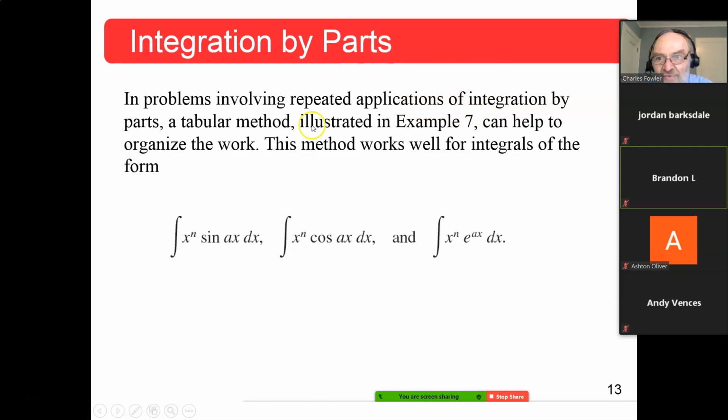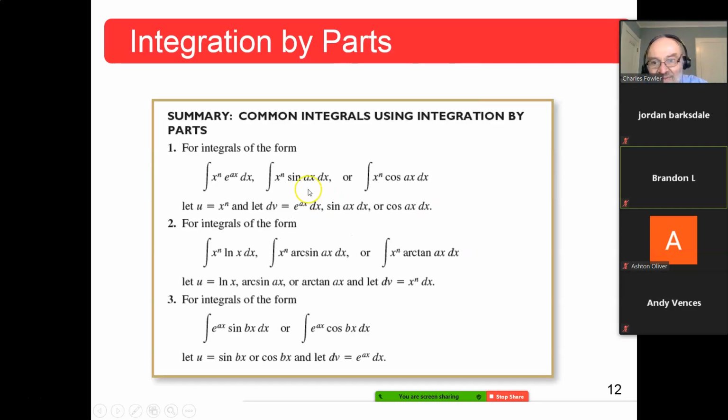Repeated application of integration by parts, you can use this tabular method, which we're going to illustrate in example 7. This will be the last example in this section, to help you organize your work. And this method works well for integrals of this form: x to the n sine x, x to the n cosine x, or x to the n e to the ax. Okay, now remember that's this number 1 here. Okay, that works really well on these.